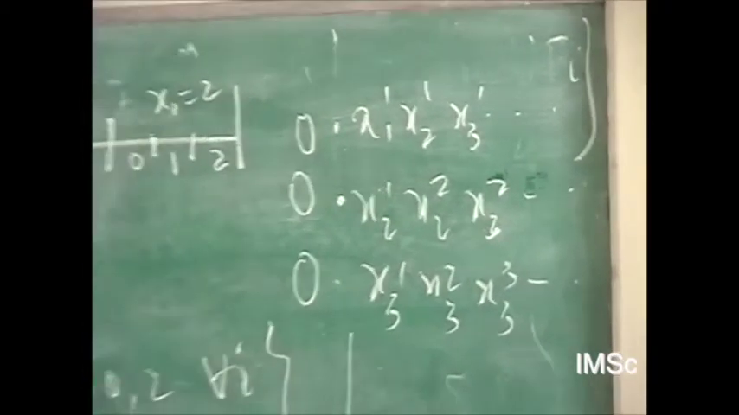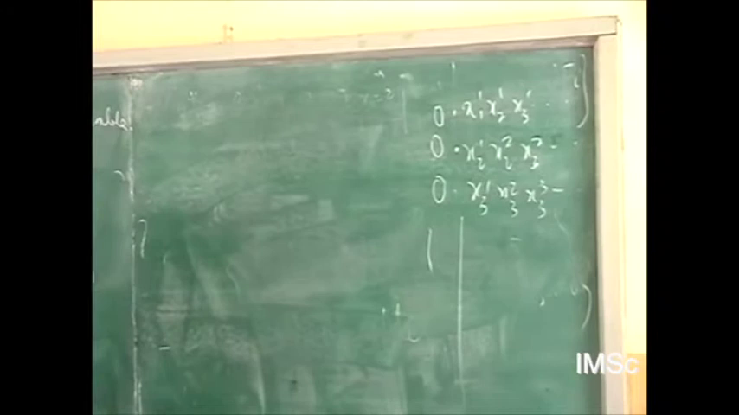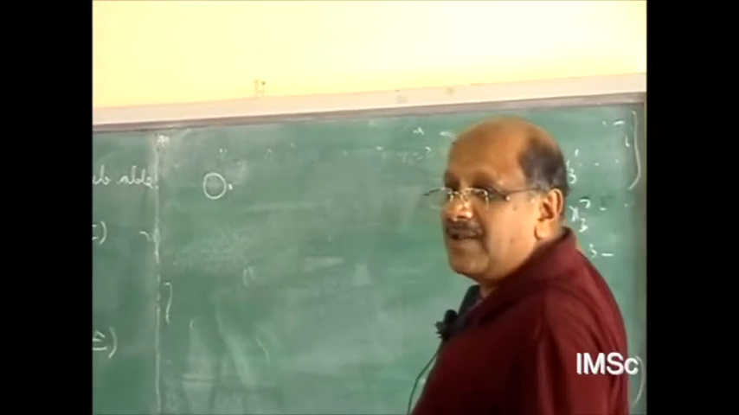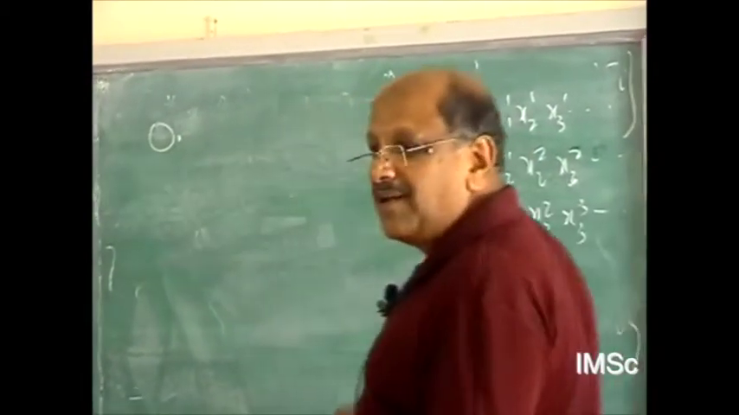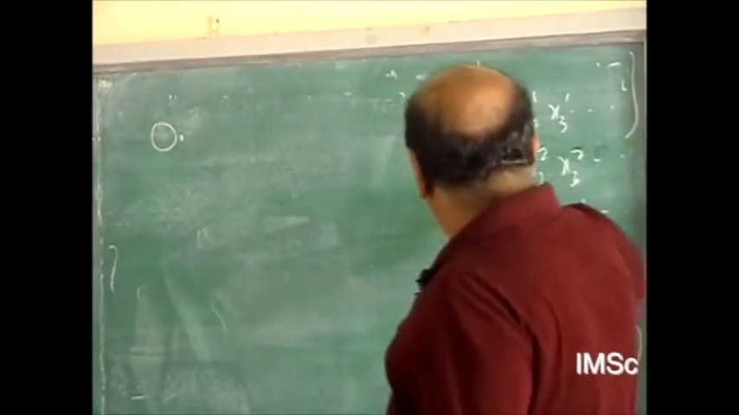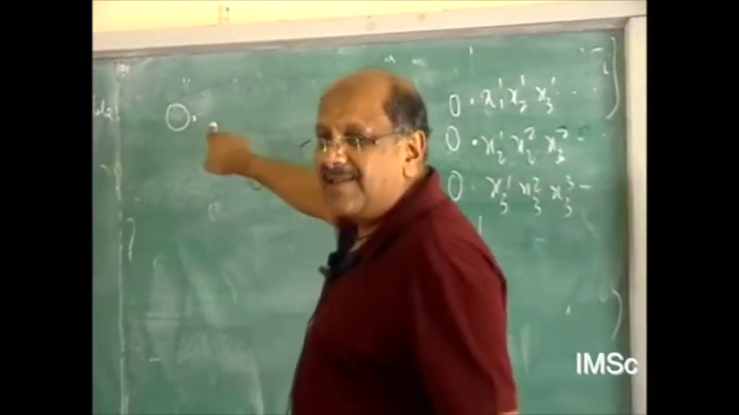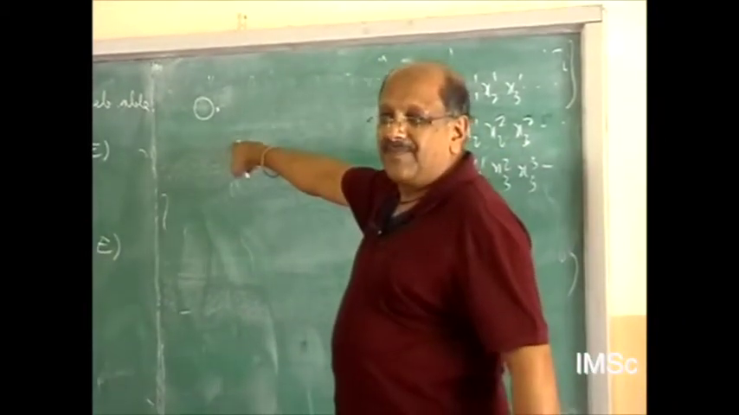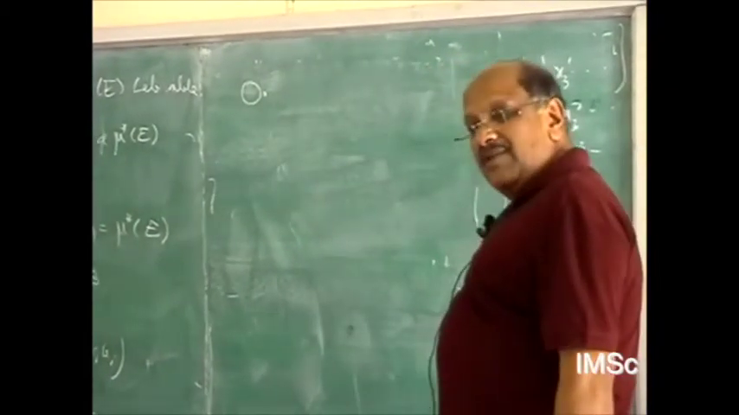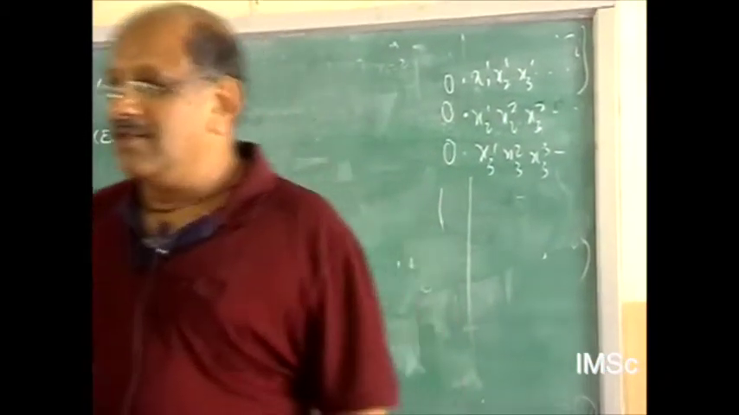Now I create a new number. I look at the first element of the first number. If it is 0, I will put 2 here. If it is 2, I will put 0 here. Then I look at the second decimal of the second number. If it is 0, I will put 2 in the second decimal place. If it is 2, I will put 0 here. Like this I go on doing. Then this new number is not in this list, because for every number here, it differs in some decimal place. This is the usual Cantor diagonalization.